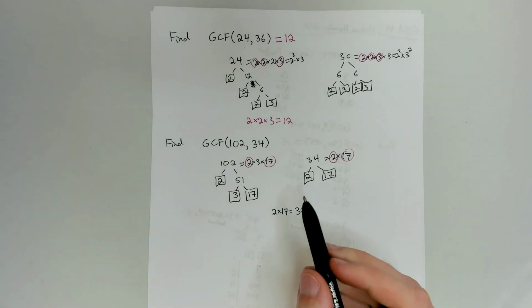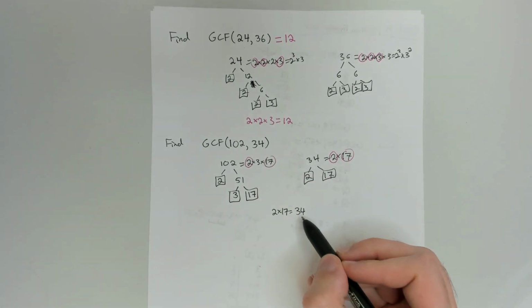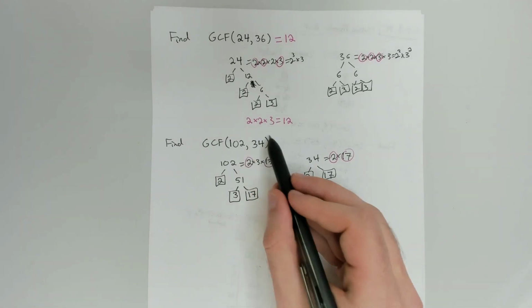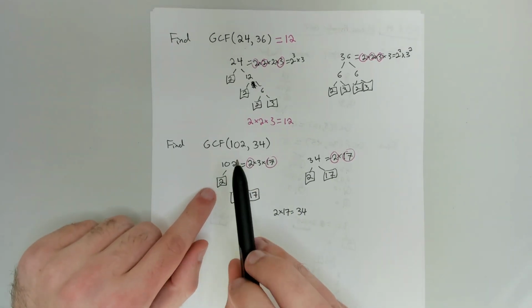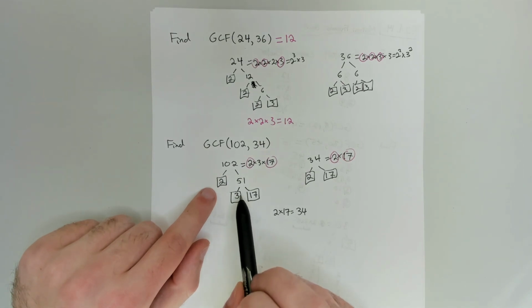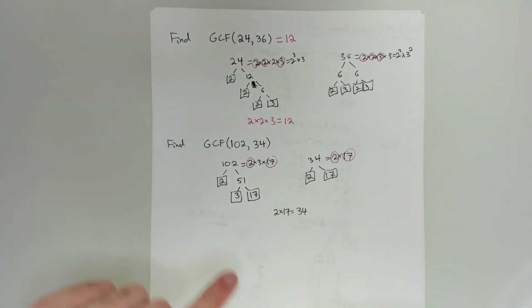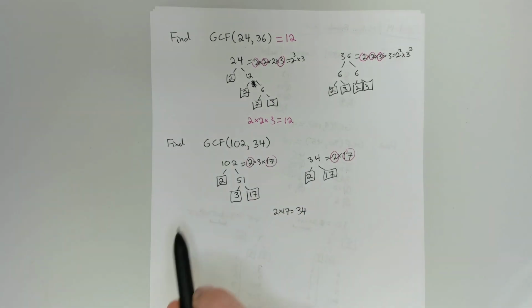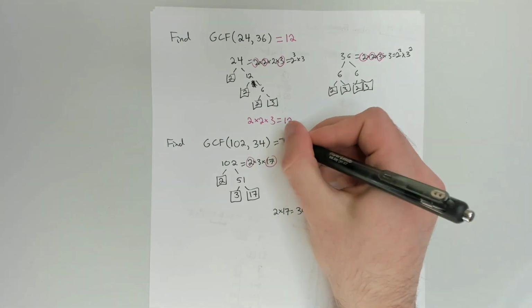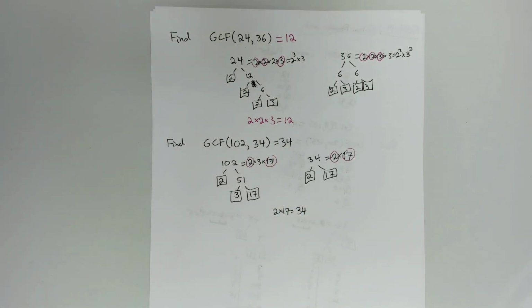Now, in this case, since 34 is the largest factor, and 34 is actually one of the numbers we started with, what this tells us is that 34 itself is a factor of 102. We see this because this 2 and the 17 in the prime factorization of 102 will give us 34 as a factor. So since 34 is a factor of 102, the greatest common factor is just going to be 34 itself.